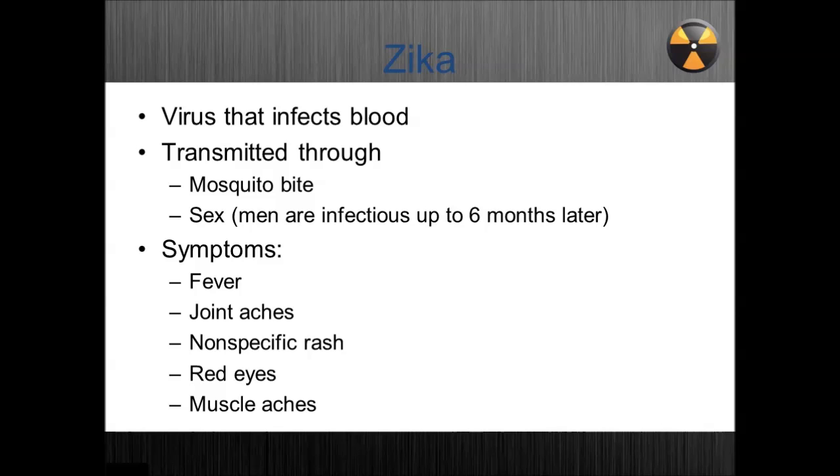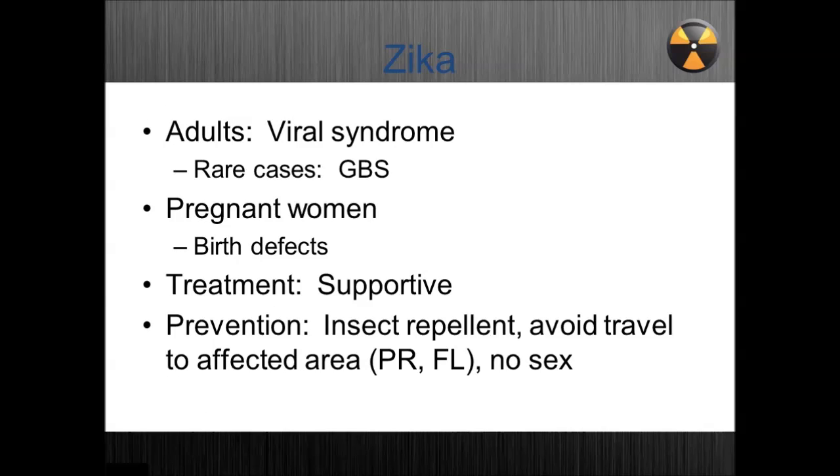The reason it's become such a public health risk is because if you happen to be pregnant when you get this, it causes problems, and that's why it's made the news. In rare instances, it can cause something called Guillain-Barré syndrome, but that's really, really rare. The big thing, like I said, is birth defects, and the treatment is just supportive. We don't have anything to kill this virus, and you just have to let it run its course.